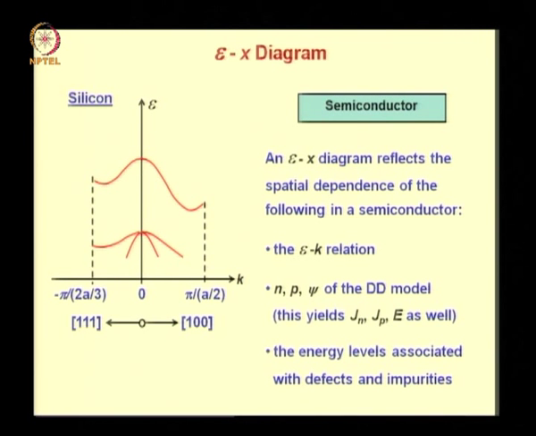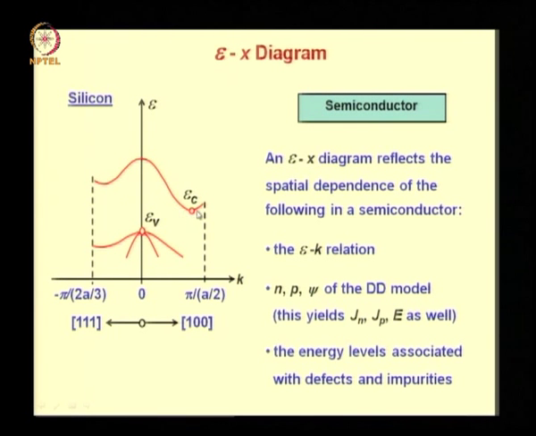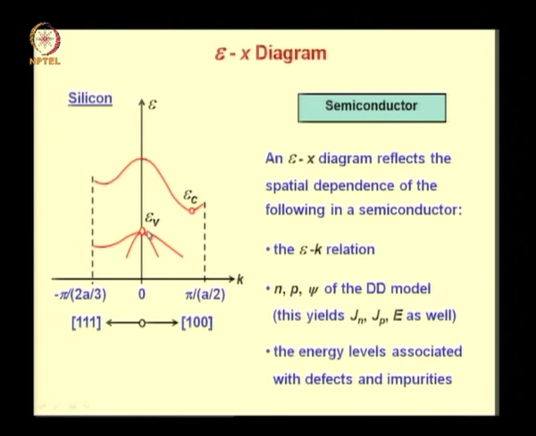Thirdly, the EX diagram reflects the spatial dependence of the energy levels associated with defects and impurities. Now when we talk of the spatial dependence of the EK relation, it is sufficient if we focus on these two energies, namely EC and EV. EC is the bottom of the conduction band EK relation, and EV is the top of the valence band EK relation. Once we know the variation of EC and EV as a function of position in the semiconductor volume, we can always build up the complete EK relation around these points.